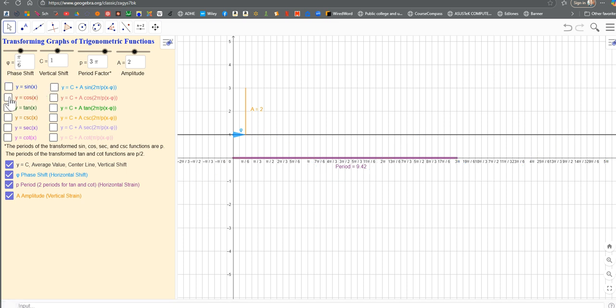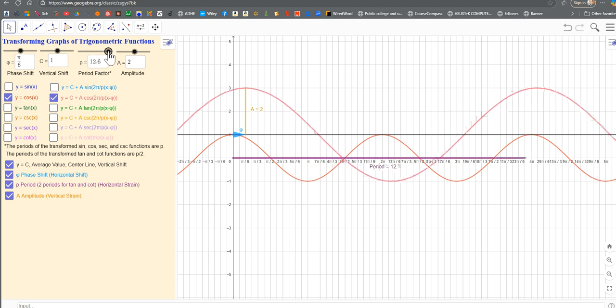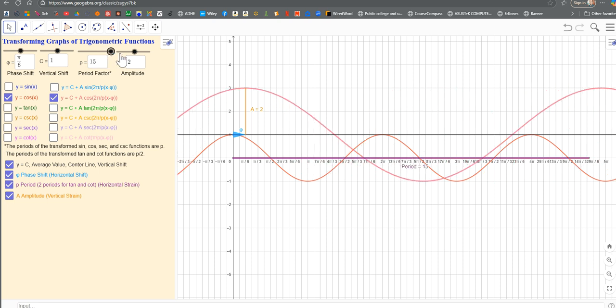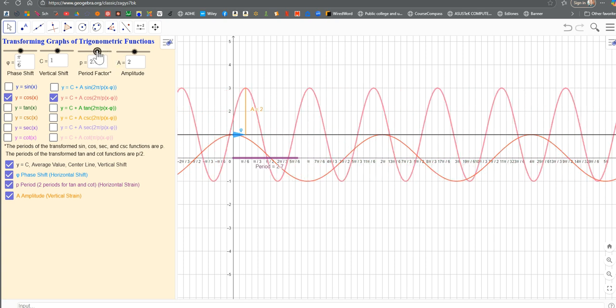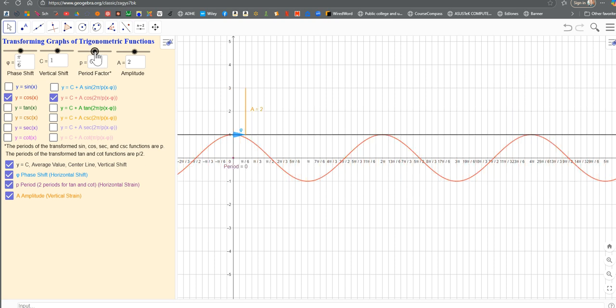We can do a similar thing with cosine. There's a cosine. If we make the same changes, we get the same sort of result. Here you see this maximum moved over, and that goes up. And of course we can change the period. We make the period bigger, it gets longer. It's a horizontal expansion, a horizontal strain, or we can let it get smaller and smaller, a smaller and smaller period.